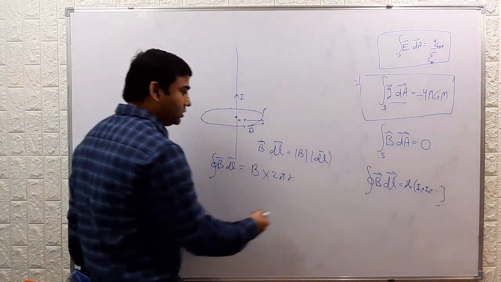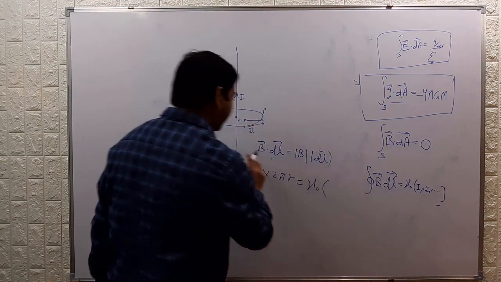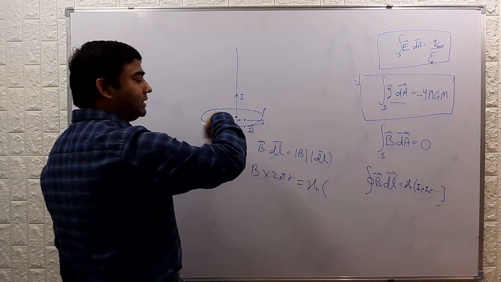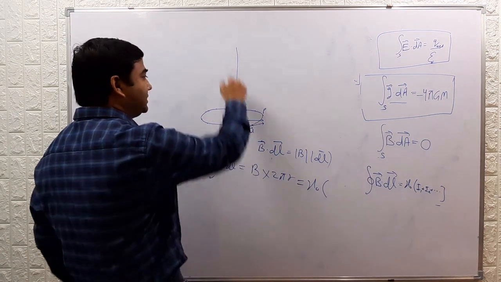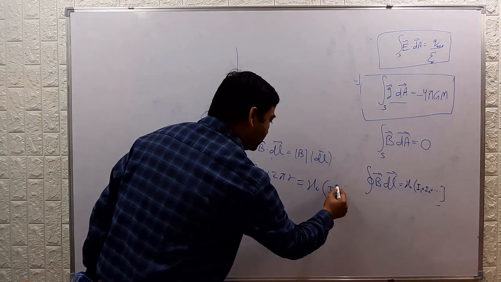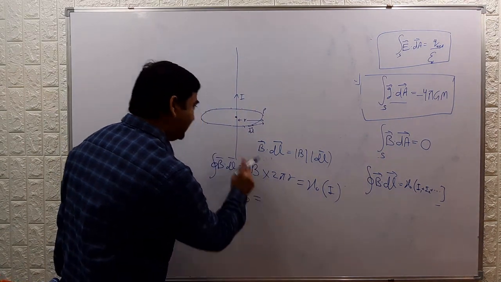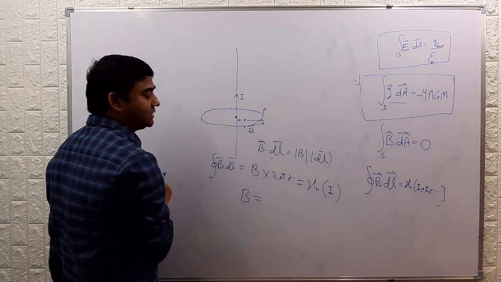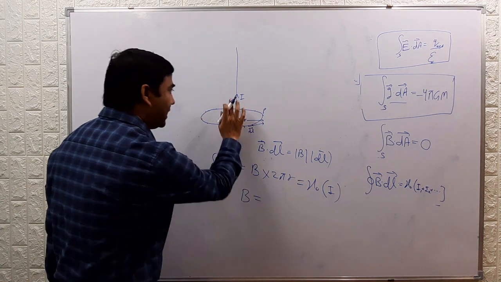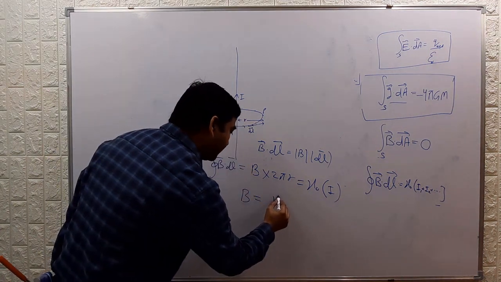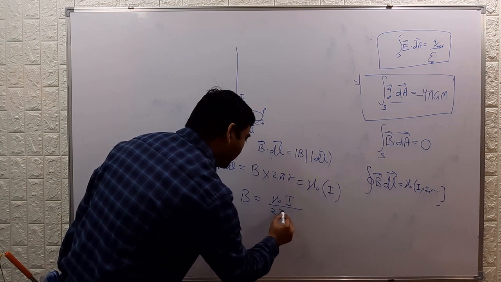By Ampere's law, this is equal to mu 0 into the total current passing through the closed curve, that is I. So B at point P, which is located at distance r from an infinitely long wire carrying current I, is given by mu 0 I divided by 2 pi r.